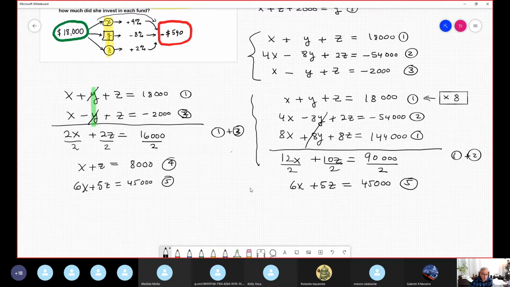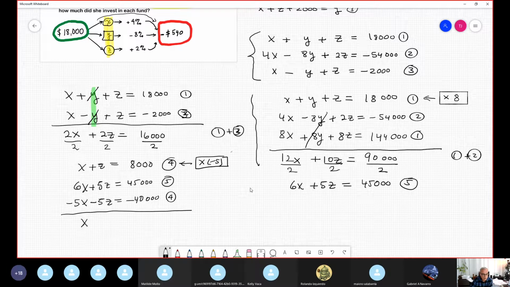In my paper, I multiply this equation by -5. There are many ways to do this, guys. When you multiply equation 4 by -5, we have -5x minus 5c is equal to -40,000. Equation 4 transformed. 6 minus 5 is 1x. The c is cancelled out, and we have 45 minus 40 is 5,000.